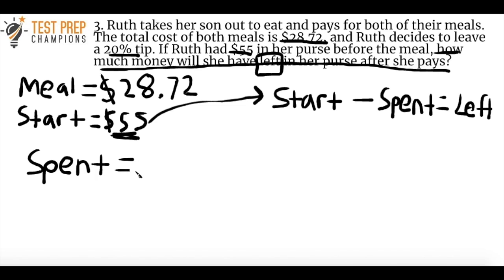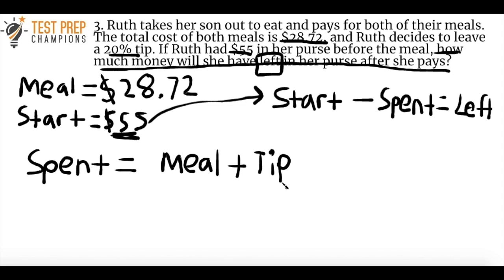Well, how about the cost of the meal, right? So she's got that cost of the meal here. So to figure out how much she spends, we have to factor in the cost of the meal, or the amount that she spends on the meal. And then we've also got to factor in that 20% tip, right? So the amount that she spends is going to be equal to the amount spent on the meal plus the amount spent on the tip.